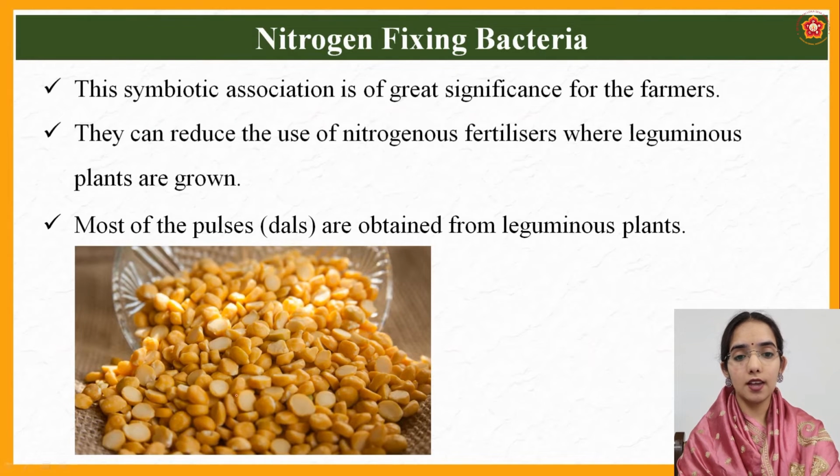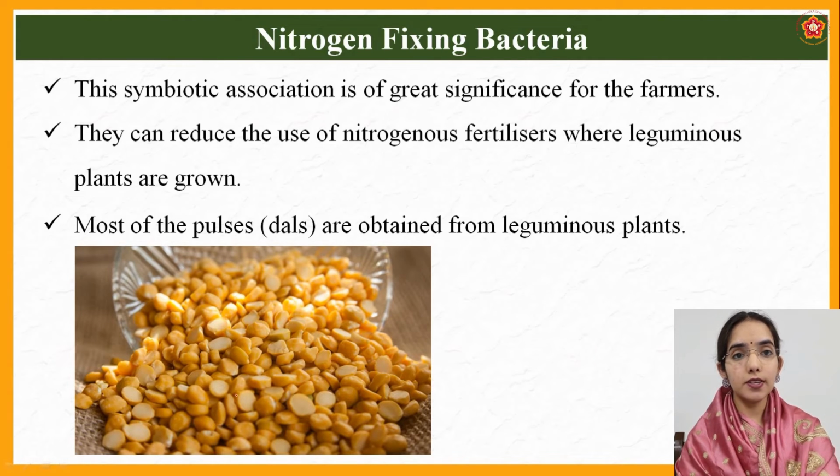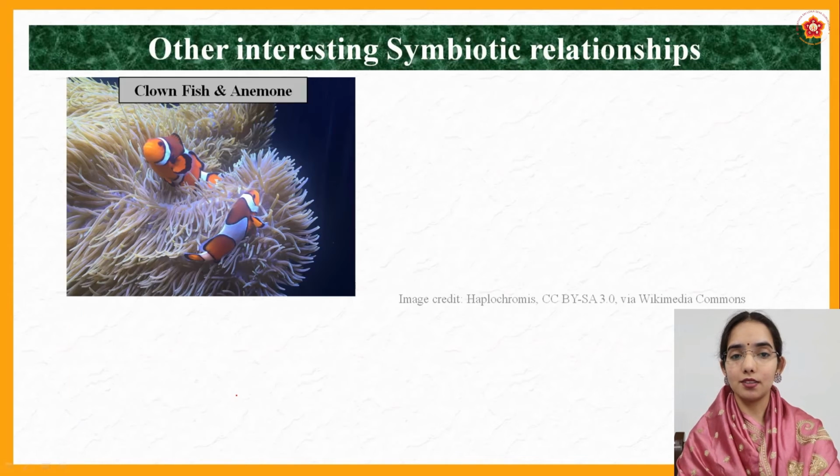Most of the pulses, dals, are obtained from leguminous plants. So most of the pulses that we eat are legumes. So they are leguminous plants. So in their roots, what do we see? We see the bacteria called rhizobium, which lives in the root nodules of these plants.